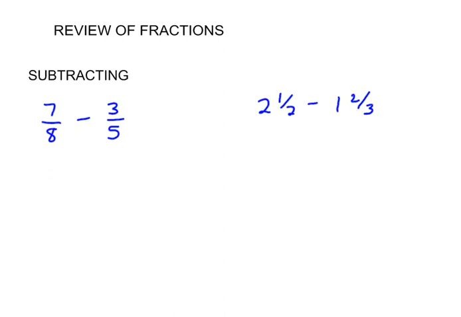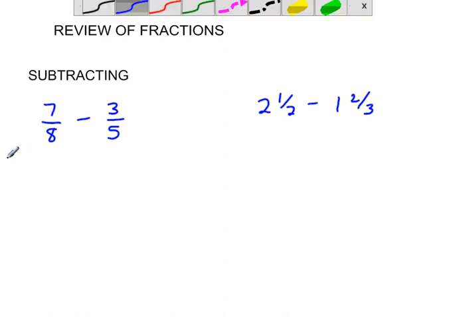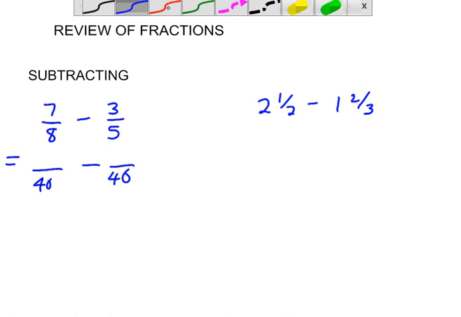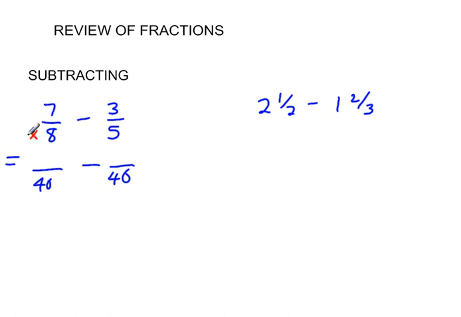So subtracting works exactly the same way. So I'm going to work to get a common denominator. In this case, the common denominator of 8 and 5 is going to be 40. Whatever I do to the bottom, I do to the top. So 8 times 5 will give me 40. So 7 times 5, I'll put 35 there. And 5 times 8 gave me 40. So 3 times 8 gives me 24.